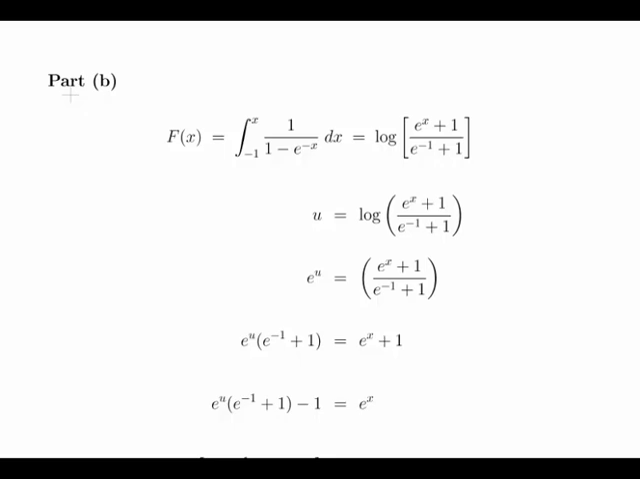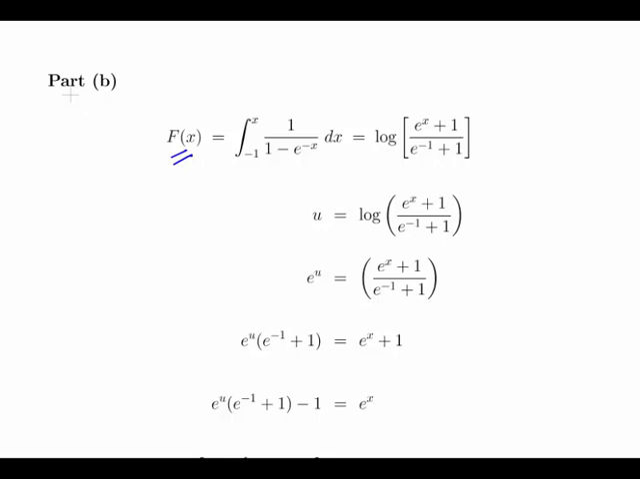So the cumulative distribution function, capital F of x, is the integral of our probability density function, which we now know to be 1 divided by 1 plus e to the minus x.